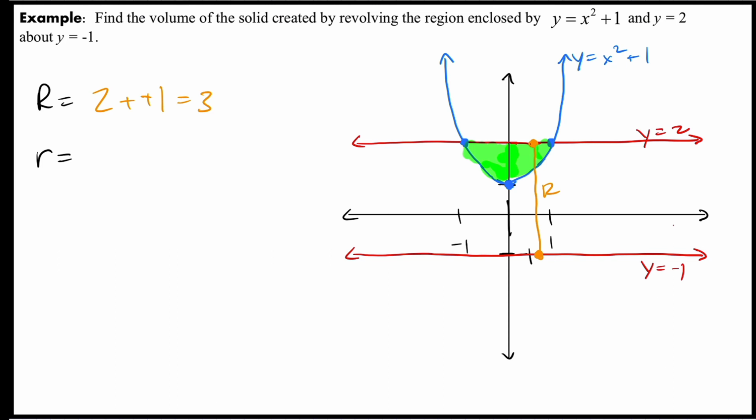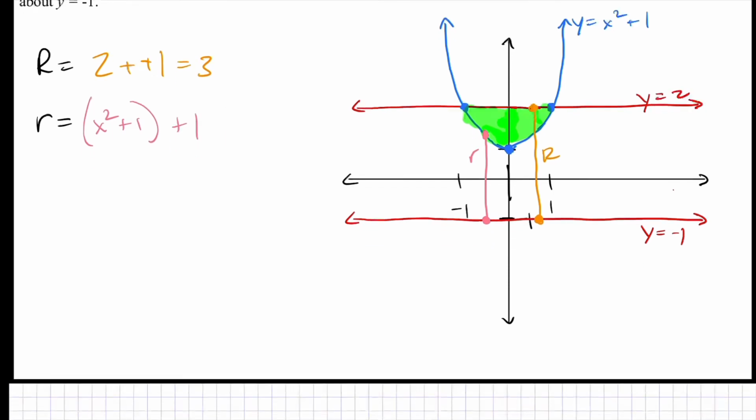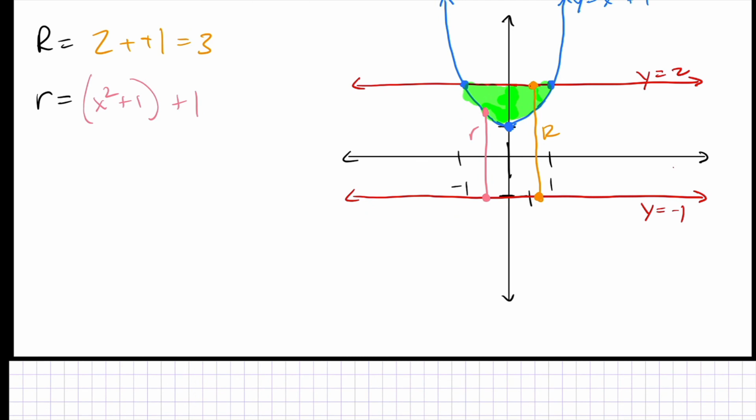Okay. Now I'm going to do the axis of revolution to the inner bound, little r. The top guy is still x squared minus 1, or plus 1, sorry, minus a negative 1. So it's going to be plus 1. Okay. Do the rest. Finish out the rest.